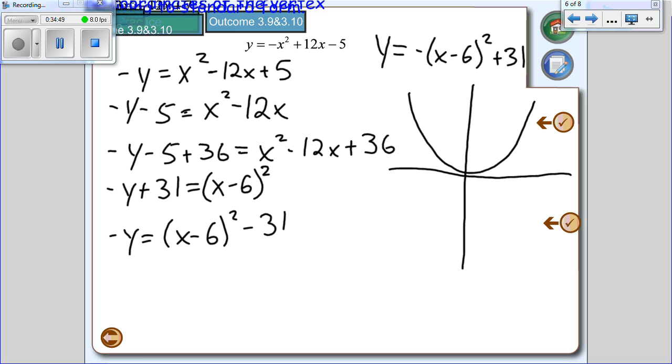The quadratic that we have is this one just moved around. The p-value tells you how far it's moved to the left or to the right. If it's negative, it moved right. If it's positive, it moved left. So this graph has moved 6 units to the right. See this line right here? I'm going to draw it.